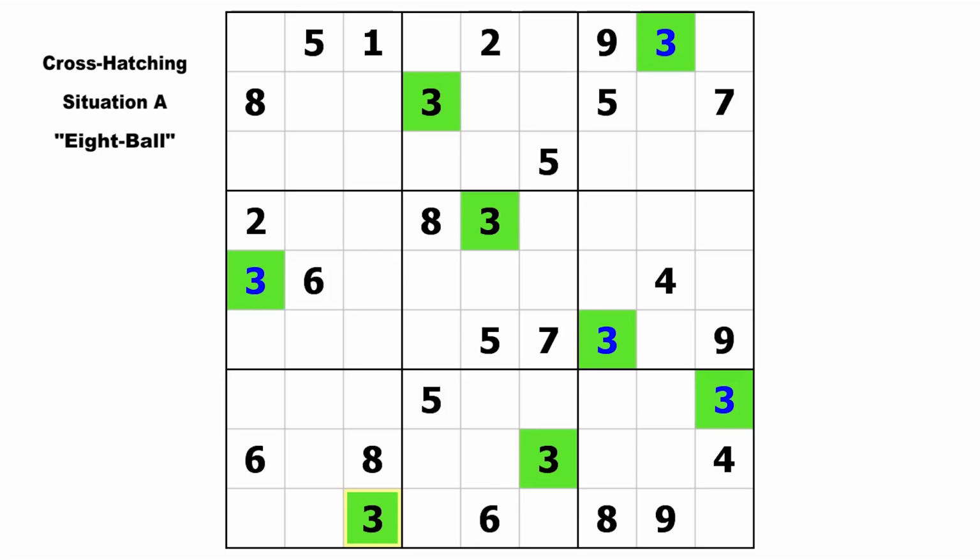And the only block where we need a 3 is block 1. And since all these cells are blocked, we know with absolute certainty that a 3 must go into this cell, and you can enter it just like that.